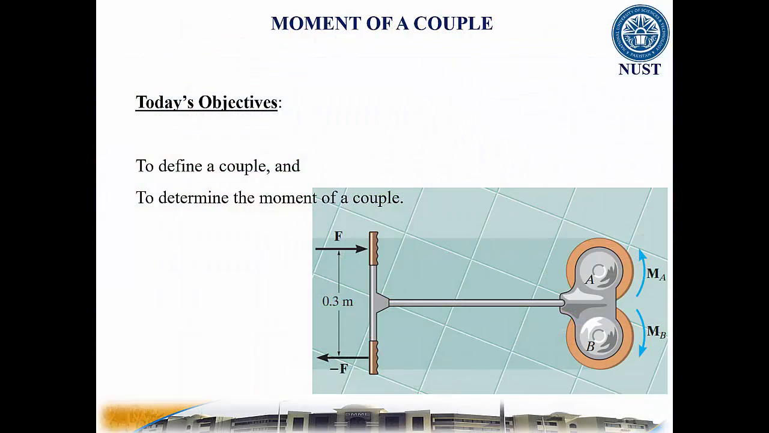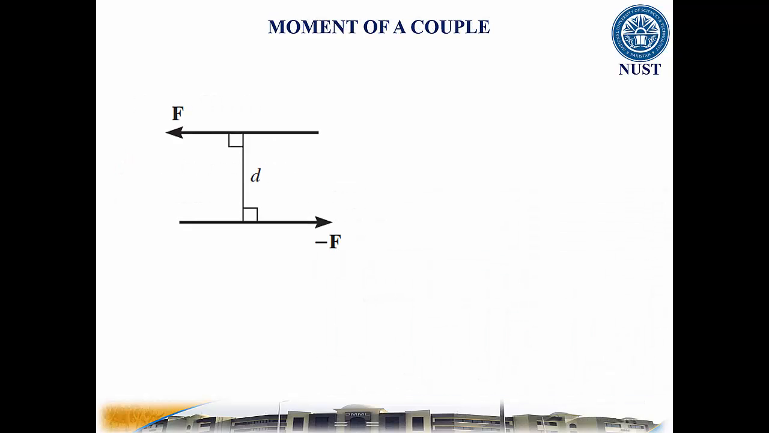In this lesson, we will learn about a couple and how to determine the moment of a couple. A couple is defined as two parallel forces that have the same magnitude but opposite directions and are separated by a perpendicular distance. Since the resultant force is zero, the only effect of a couple is to produce a rotation or tendency of rotation about an axis in a specified direction.